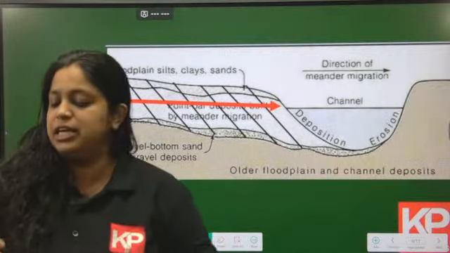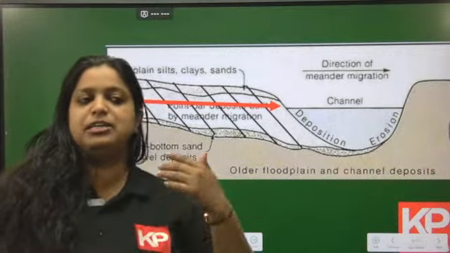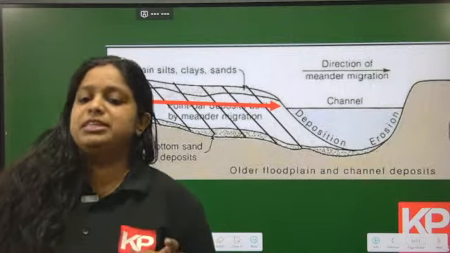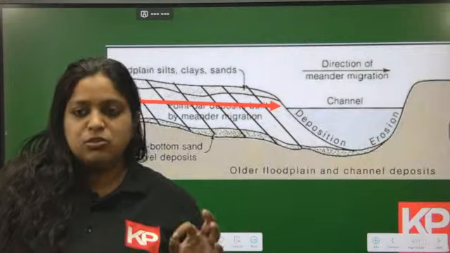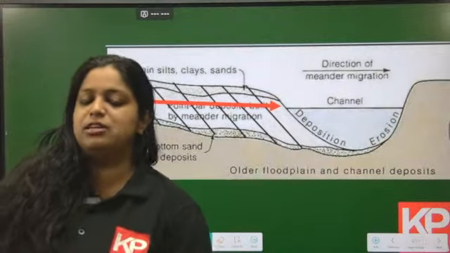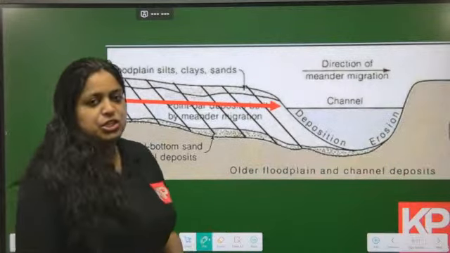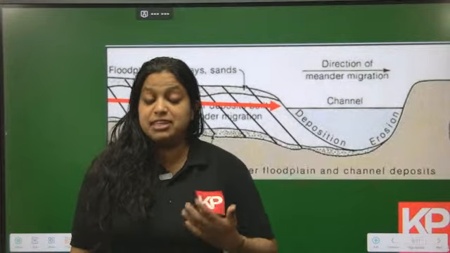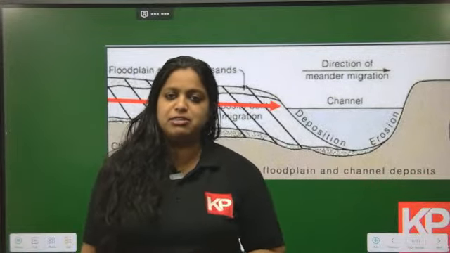So we have to study in detail each of these terminologies that I discussed over here. This is just a small description of a meandering channel. So don't assume that this is a small topic or that there is nothing much to discuss. A very elaborate section is required for the meandering channel. This is a very precise part of the meandering section.